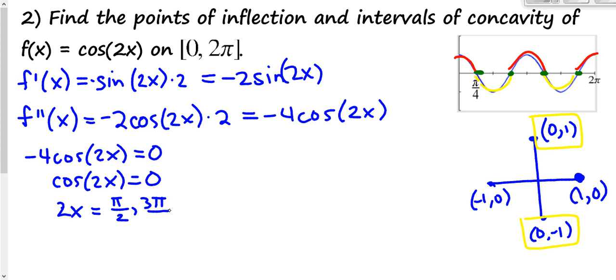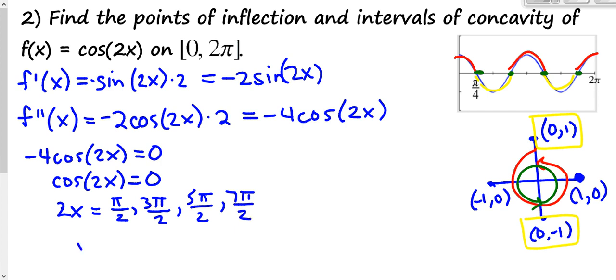Now, I don't know if you remember this from way back last year in pre-calc, but because we're about to divide these answers by 2 to get x by itself, we go around the circle a second time. We need our additional answers. So going around the circle another time, if we're at pi over 2, we add 2 pi to it, and that would take us to 5 pi over 2. And if we were at 3 pi over 2, we add another 2 pi to it, and that would take us to 7 pi over 2.